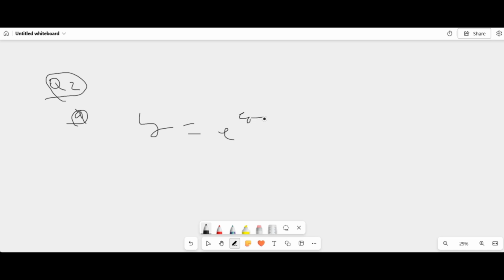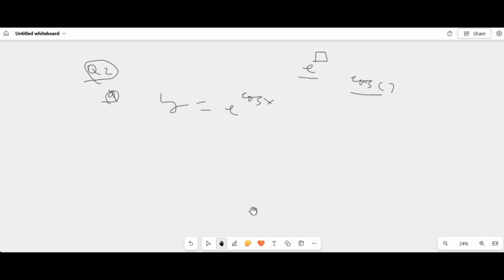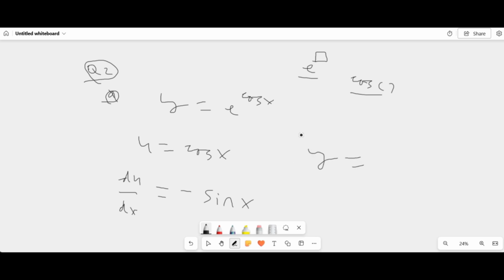So e to the power of cos x here. e is the function here, so e, remember, comes like that, bracket. And cos is another function. So we've got a function inside of a function. So we're going to do the inside function, we're going to make that u. So u is equal to cos x. So therefore du over dx here, the ones that are smart among you probably already noticed, is minus sine x. It's differentiating cos. And then y is equal to, since cos x is u, e to the power of u.